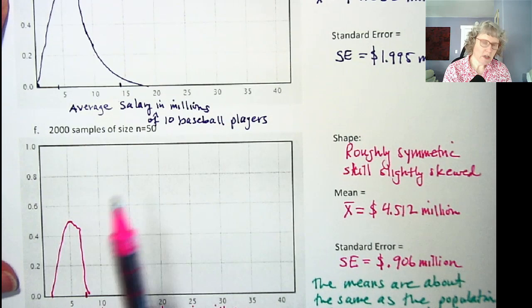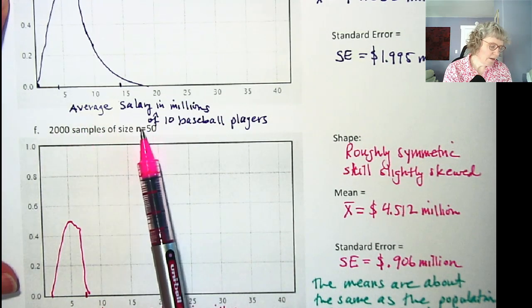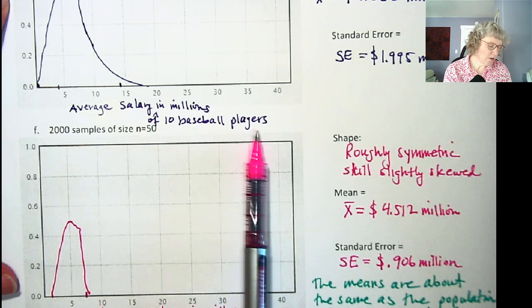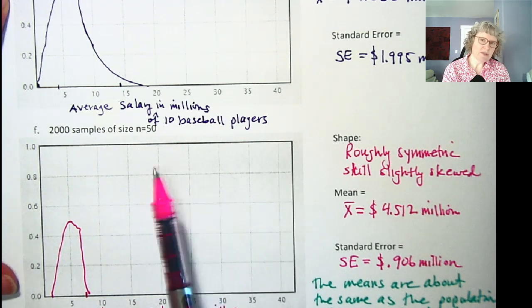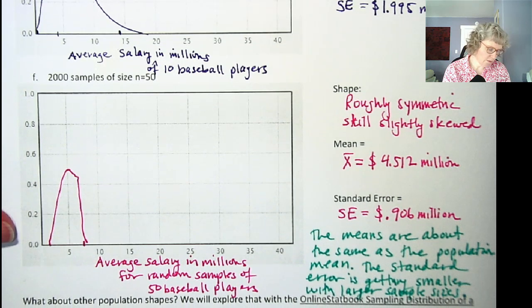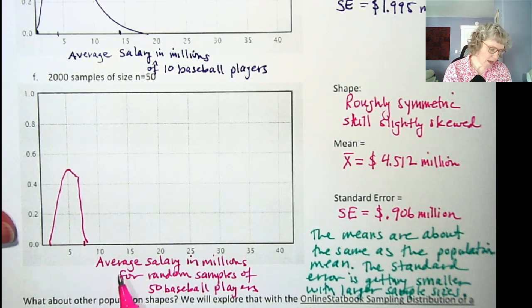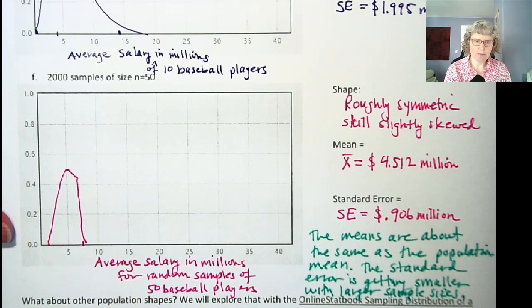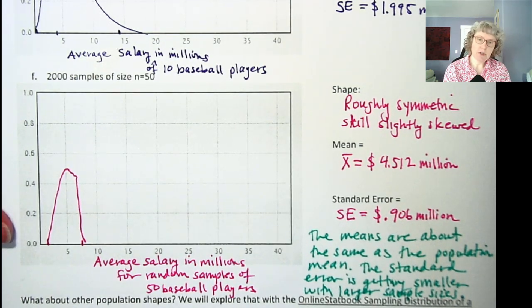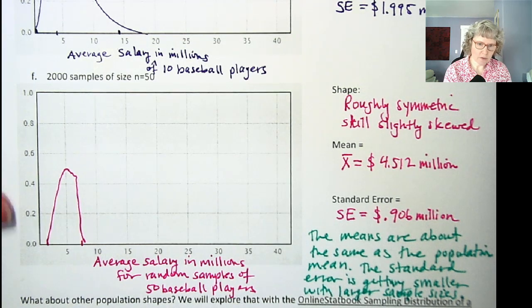So for the first one, I wrote average salary of 10 baseball players in millions. Or it could be random samples of 10. Another way I did it in this second one: average salary in millions for random samples of 50 baseball players. However you want to write it, average is important because that's what we're calculating. We've got the units, and then random samples, and then the size, because that really helps you remember what we're doing and keeps it more concrete. And if you're communicating to someone else, it helps them understand as well.